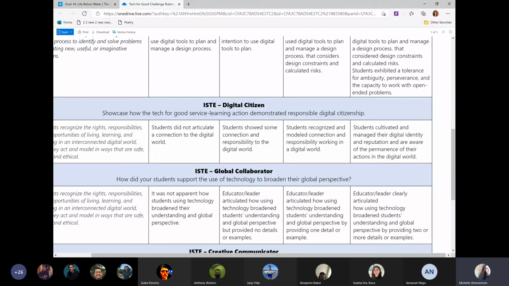Being able to cultivate and manage digital identity and reputation, so that you're known as someone who's honest, who demonstrates that your work is your work or that you've learned from the influence of someone else. That's a really important part of digital citizenship, and knowing that there's a permanence of actions in the digital world.